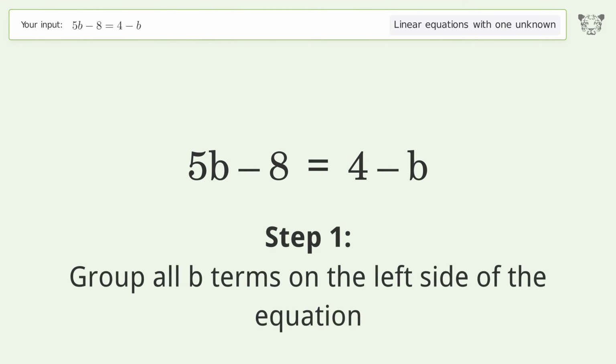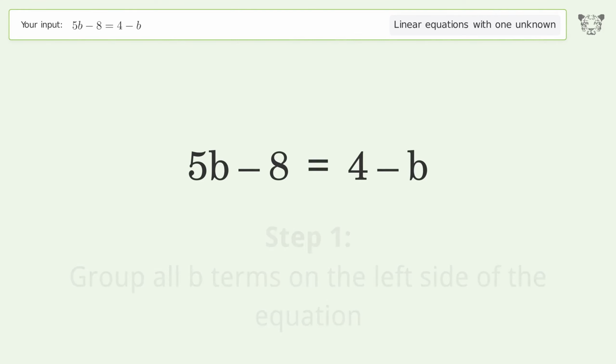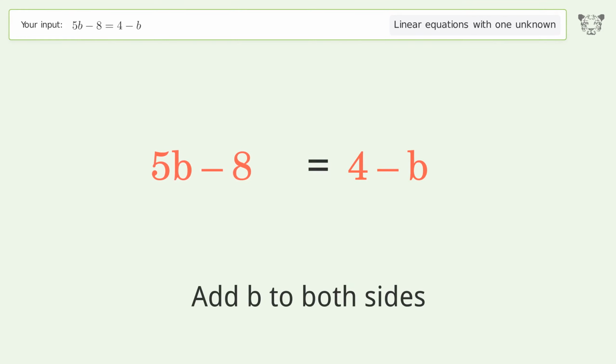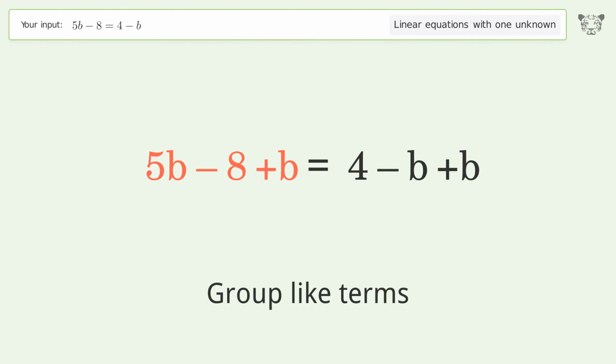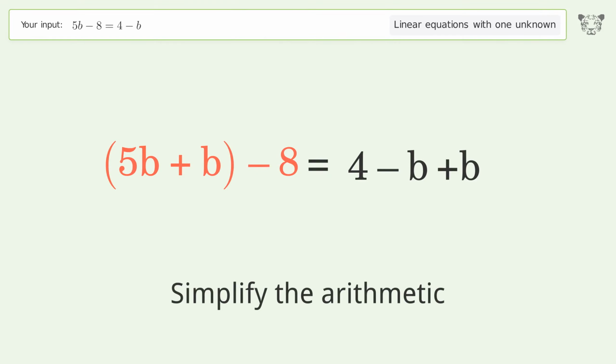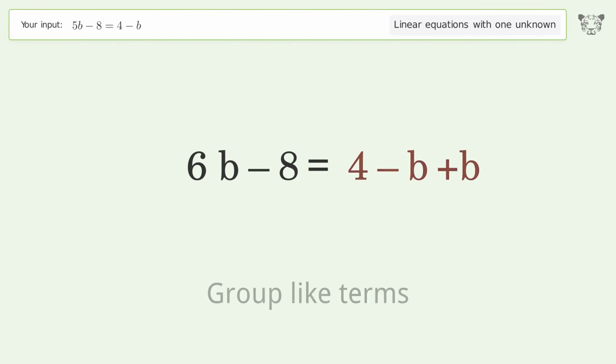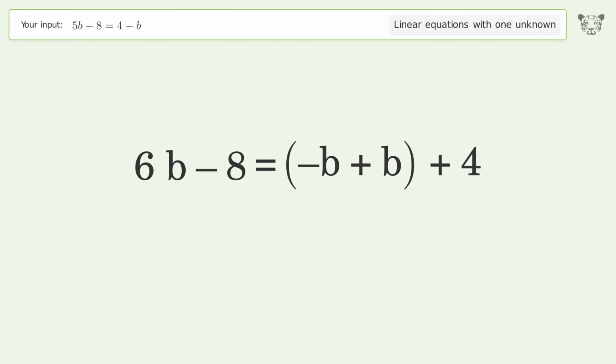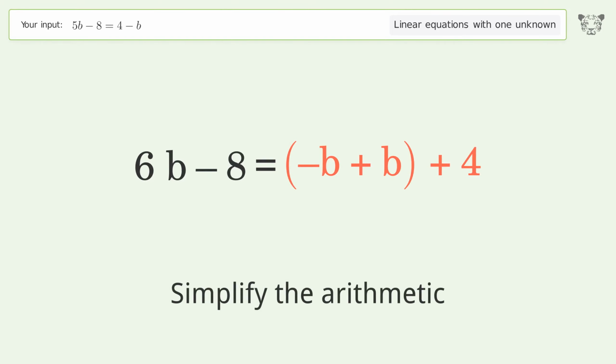Group all b terms on the left side of the equation. Add b to both sides. Group like terms. Simplify the arithmetic. Group like terms. Simplify the arithmetic.